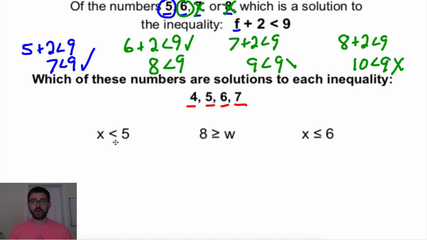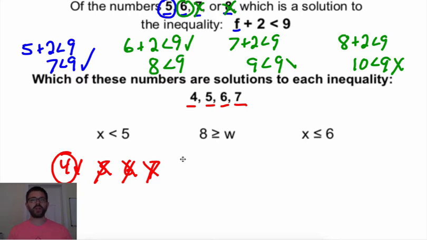Plug in 4. Is 4 less than 5? Yeah, 4 is less than 5. Is 5 less than 5? No, 5 is not less than 5. Plug in a 6. Is 6 less than 5? No, 6 isn't less than 5. And then 7. Is 7 less than 5? Nope, that one's not going to work either. So the only one that's a solution is 4 in this case. But you're just plugging each of them in, talking yourself through it, and seeing if it makes sense.